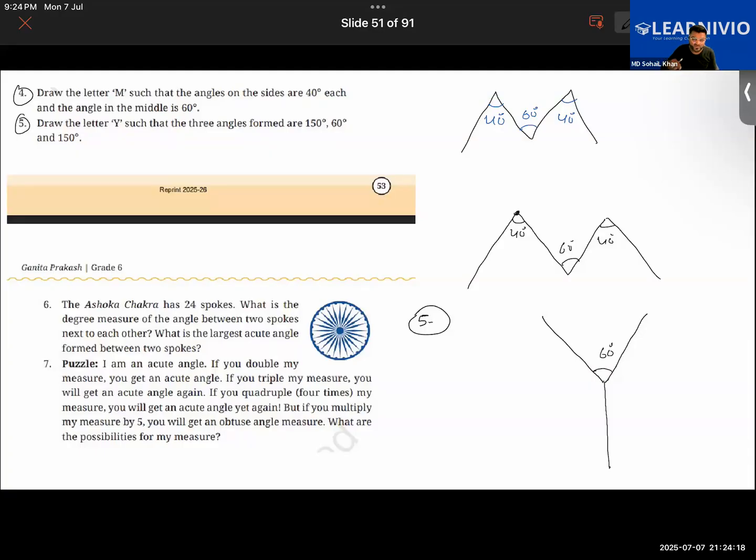We have to do the actual construction. And where are the angles 150 and 150 going to be? On the down sides, like this, 150 and 150. Right? Everyone getting it now? Yes, sir. Okay, so try to draw this.